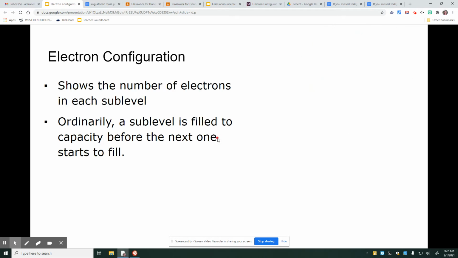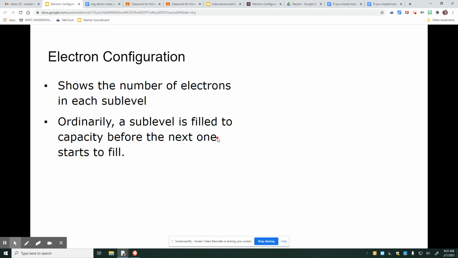Now, electron configuration that we're going to start drawing shows the number of electrons in each sublevel. So really, we're only going to deal with 2 of the 4 quantum numbers, the energy level and the sublevel. Now, ordinarily, a sublevel is filled to capacity before the next one starts to fill.